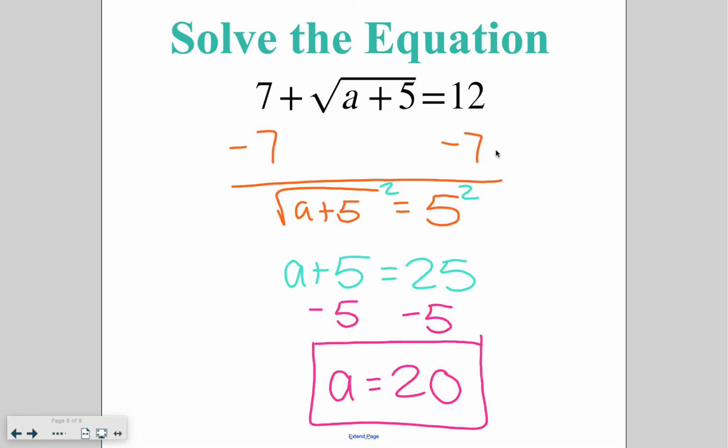We're going to start by subtracting 7 on both sides, isolating the square root, then squaring both sides, and then subtracting 5 gives us an answer of a is equal to 20.